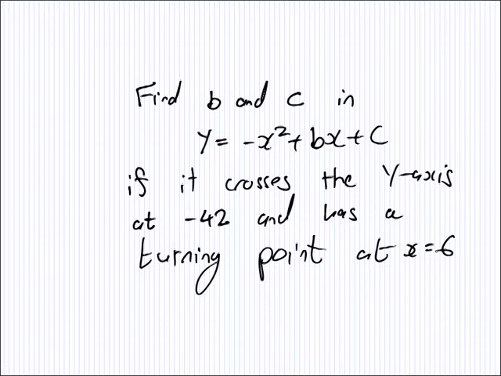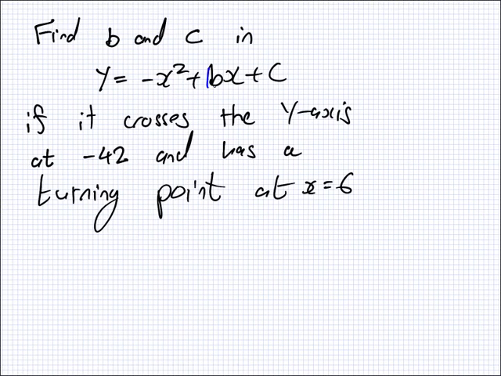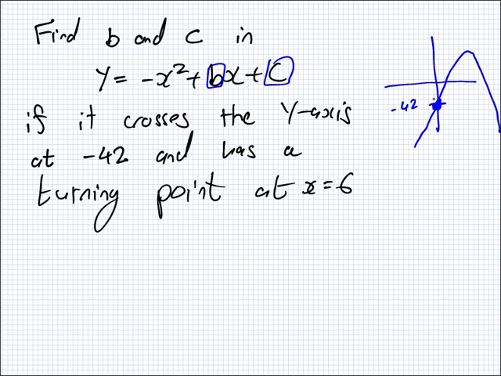So what's happening here is there are two numbers missing from our quadratic. We don't know the b and we don't know the c. And I give you two pieces of information. Firstly, it crosses the y-axis at minus 42. Oh, and is it a max or a min? Max, because it starts with a minus. So it goes like this, and this point here is minus 42. I also tell you where the turning point is. So what's this number here? 6. That gives us the turning point.